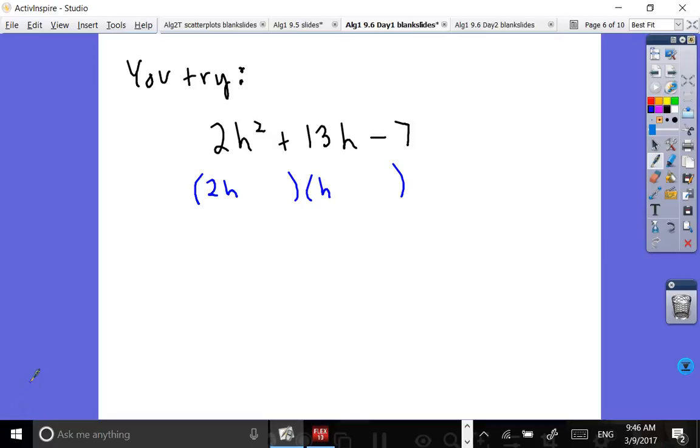They have to multiply to give you -7. 7's a prime number, so it only has 1 and 7, right? But since it's a -7, you don't know which one's positive and which one's negative.